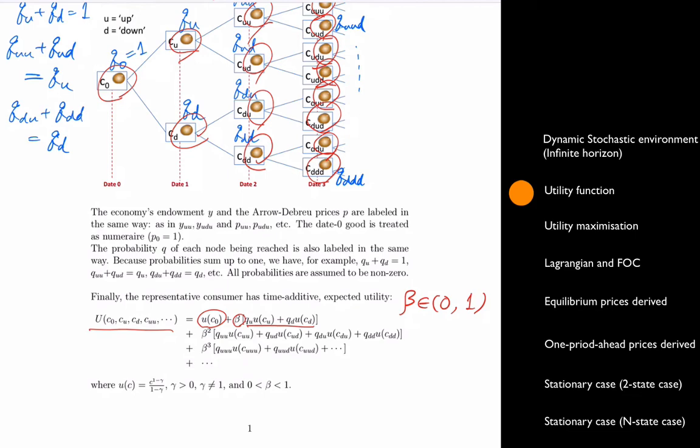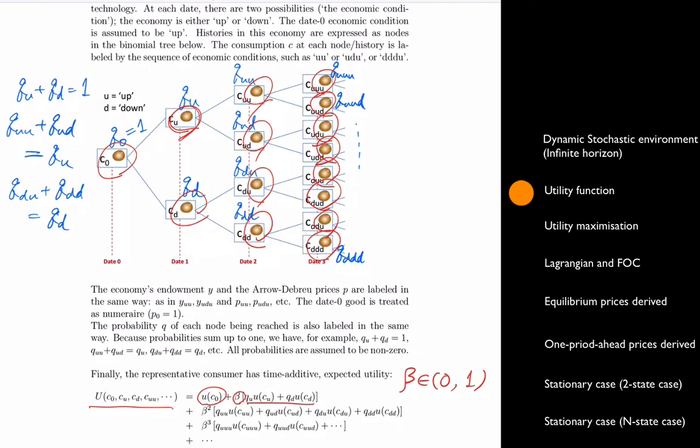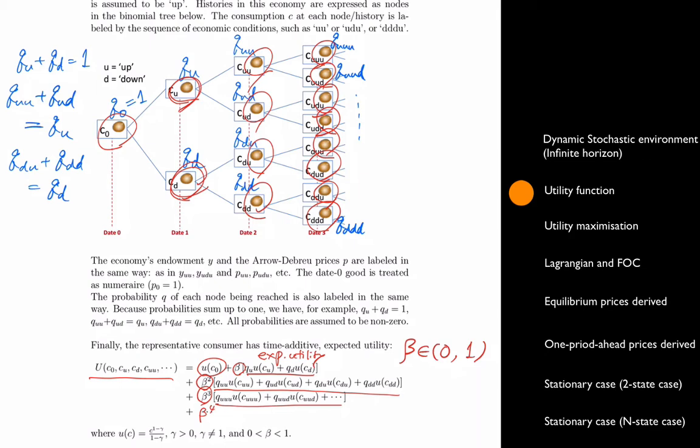Remember, QU and QD are the probabilities of these two nodes at date 1 being reached, and CU and CD are the amount of consumption goods at these two nodes, respectively. So this is the expected utility from the date 1 consumption, plus time discount factor beta squared times the expected utility from the date 2 consumption. Remember, there are 4 possible scenarios for date 2, plus beta cubed times the expected utility from the date 3 consumption, plus beta to the power 4 times the expected utility from the date 4 consumption, and so on. It continues forever.